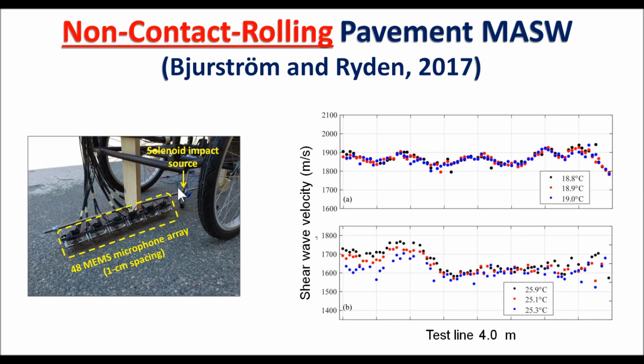The solenoid impact source was used to generate high frequency surface waves, but this impact source cannot make a proper vertical impact while it is moving fast. Therefore, everything had to move very slowly. As Dr. Ryden called it, it was moving as slow as a 100-year-old man's walking speed. But this issue has been solved recently through a brilliant approach that I will show on the last slide.